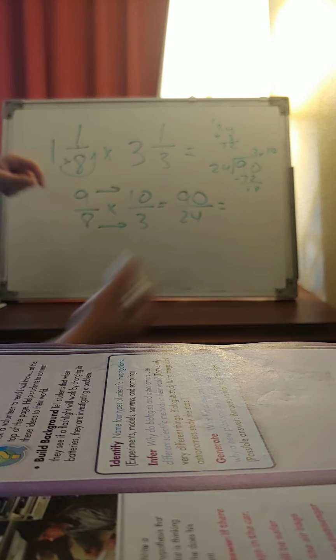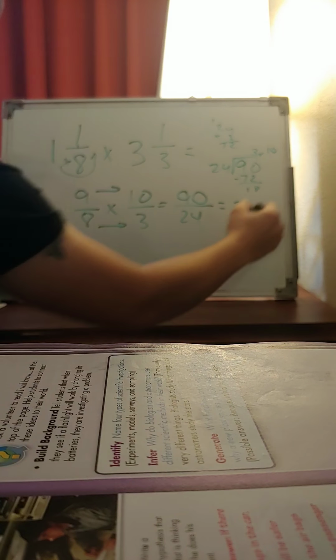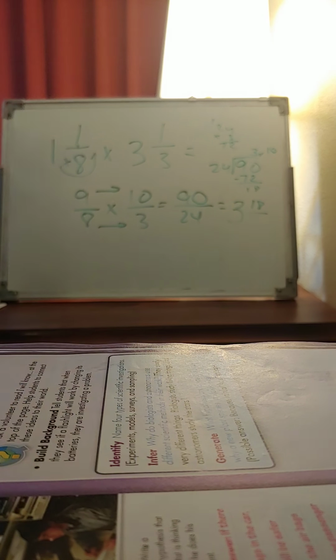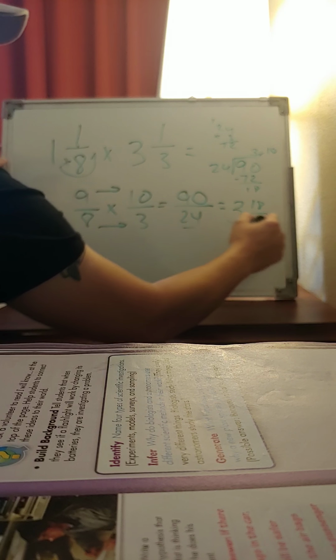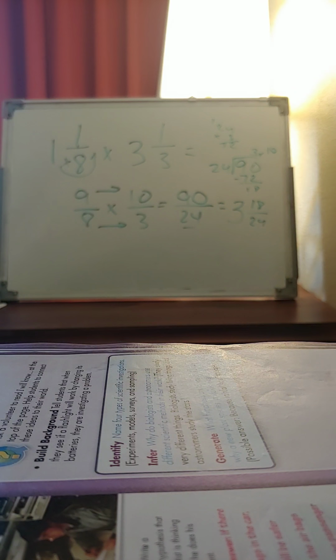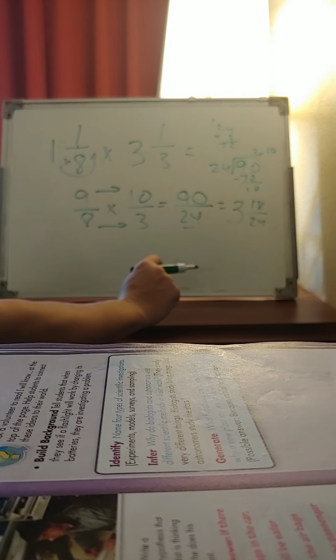All right. So I come back down here. I say a whole number. It goes in 3 whole times. There's 18 left over. And my denominator stays the same. Am I done yet? No, last step would be simplifying.